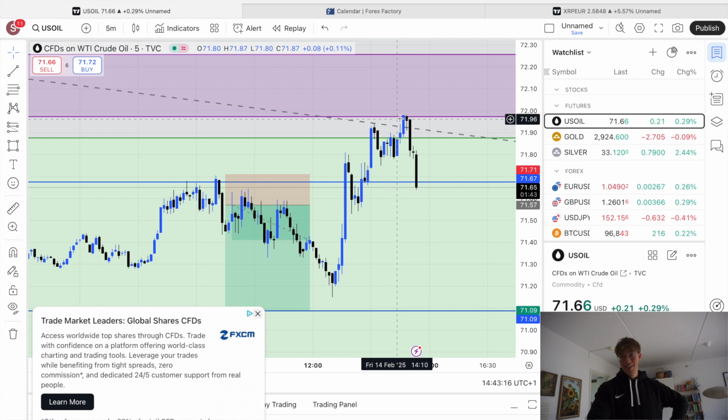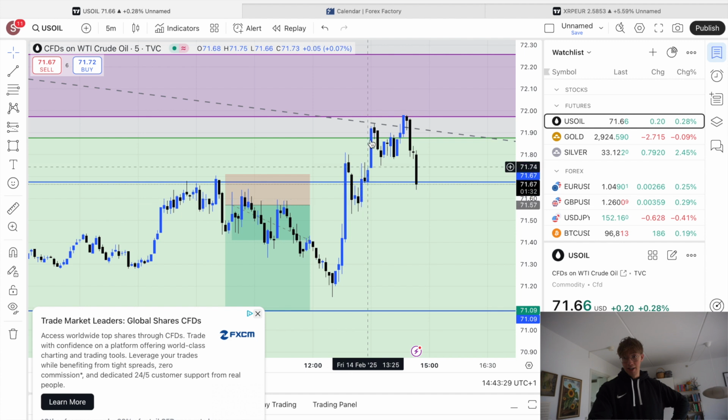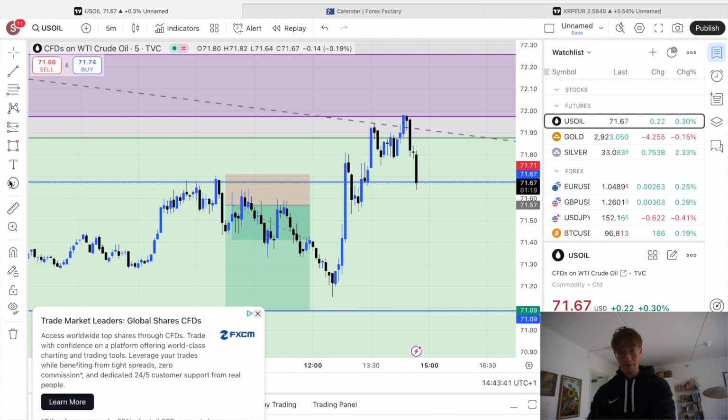So we sweep liquidity and then break of structure, because the break was these lows. You see we have a higher high than these highs, then we have a higher low, higher high, higher low, and then we higher high, oh, lower low. So we break structure.